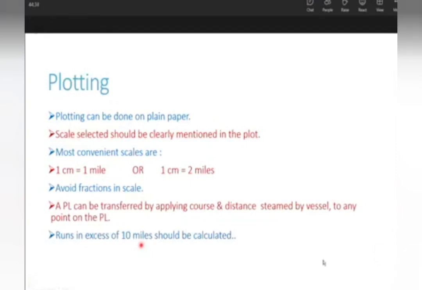Okay, don't worry, beta. I will be doing both these methods. The first method is as you do in chart work by applying the course and distance to the PL. And the second method is by using calculation by doing plane and parallel sailing. I will be showing you both the methods in the practical questions which we will do.